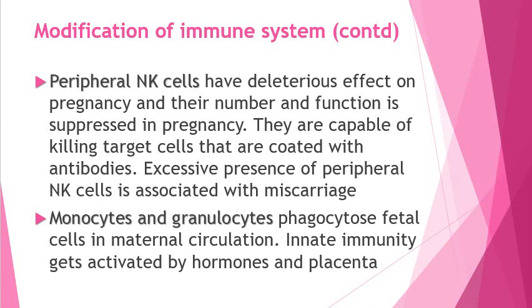Then there are monocytes and granulocytes. During pregnancy, they phagocytose fetal cells in maternal circulation. So here innate immunity gets activated by hormones and the placenta.